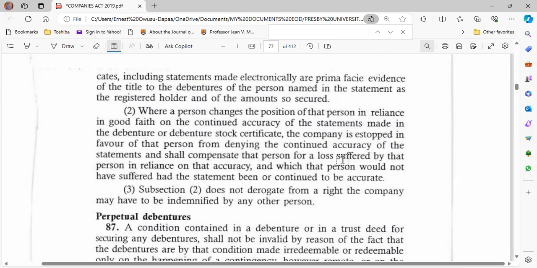allowed to get whatever it says, despite the fact that there was a mistake or there was an error. And for that matter, the content is not really accurate. The law protects the third party, and legitimately so. The third party should be able to put reliance on it. But all is not lost for the company.